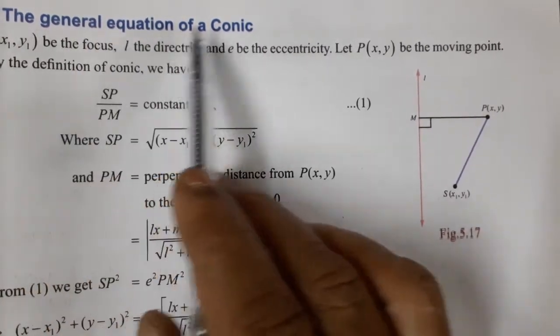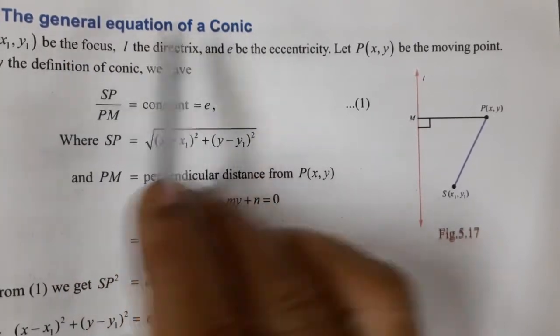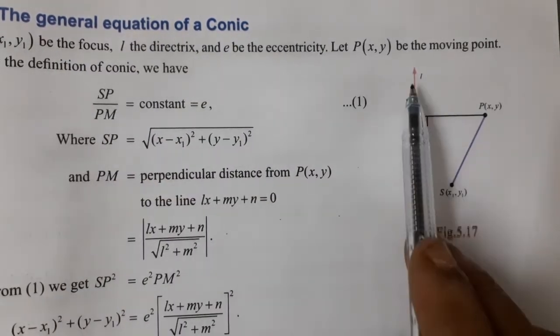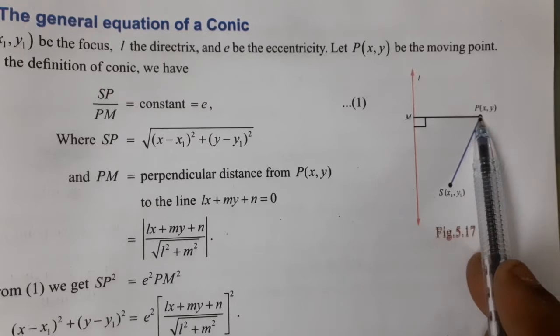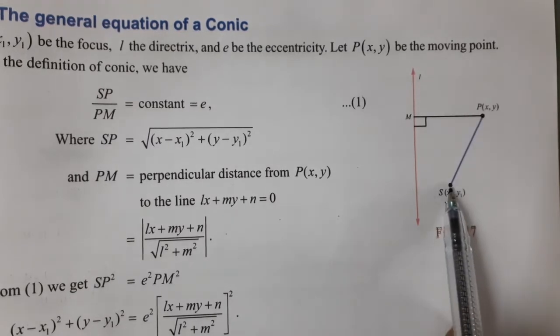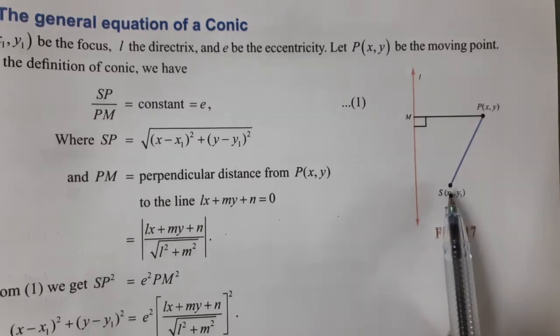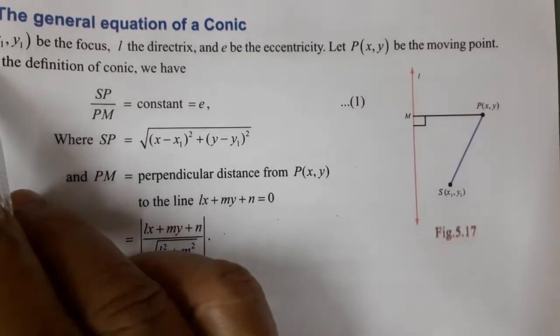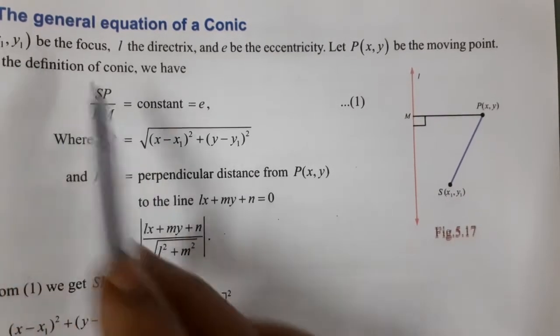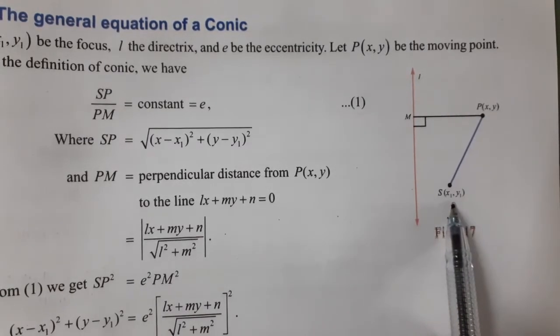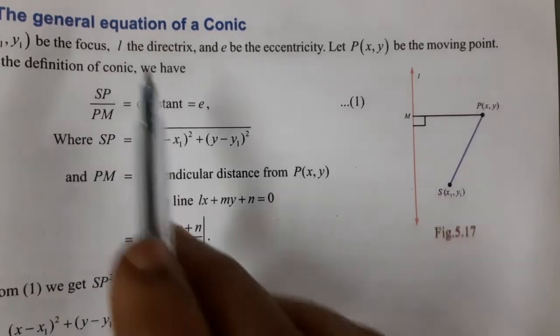So, the general equation of the conics. What is the general equation of the conics? See the figure. Let P be any point, P of x comma y. S is the focus. Listen: let S of x1 comma y1 be the focus. This is the focus point, x1 comma y1.